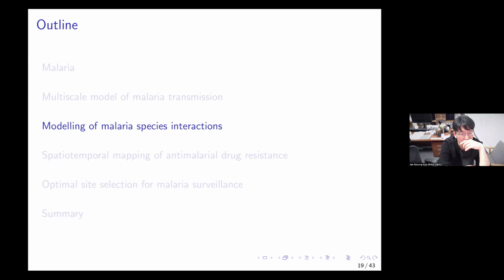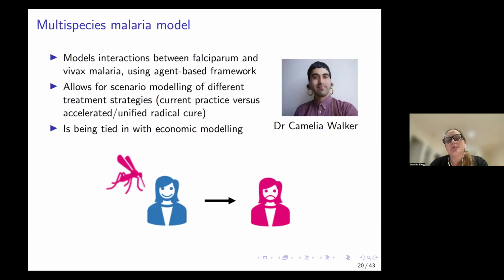Okay, so that was the biggest piece of work I'm going to talk about, but I'll now give a little bit of time to species interactions. This is when people are infected with multiple species of malaria at the same time. For this work, which was by Cam Walker, the model was an agent-based framework. So we left behind thinking about compartments in an individual. There are still compartments in terms of infection status, but we're not pooling people together into compartments.